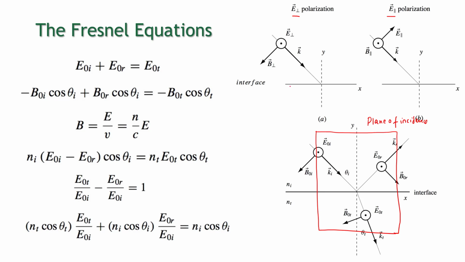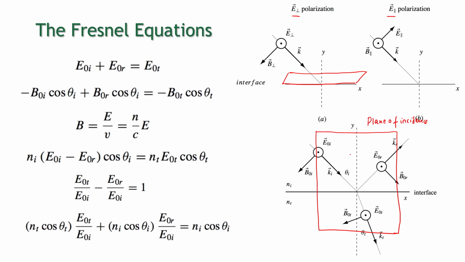And we also have a plane that defines the boundary. So this plane, which is also the surface of the boundary, that's the boundary plane. Now when we talk about this E perpendicular and E parallel, E perpendicular is the electric field that is perpendicular to this plane of incidence, and this E parallel is the component of the electric field that is parallel to this plane of incidence.